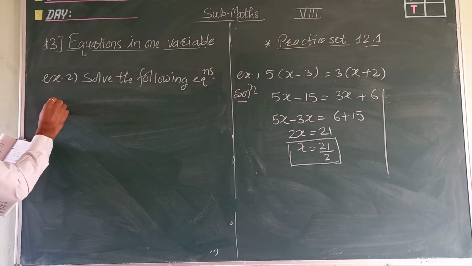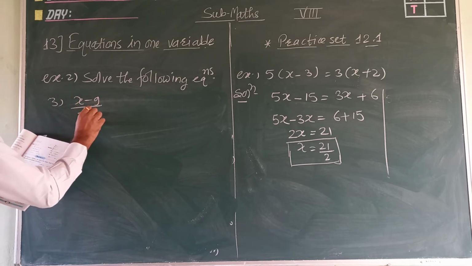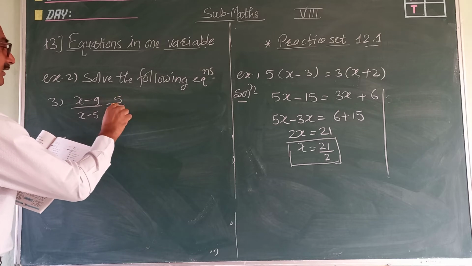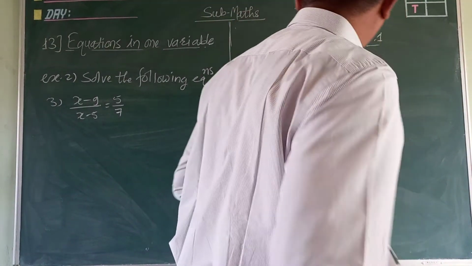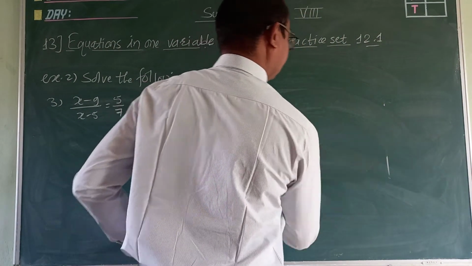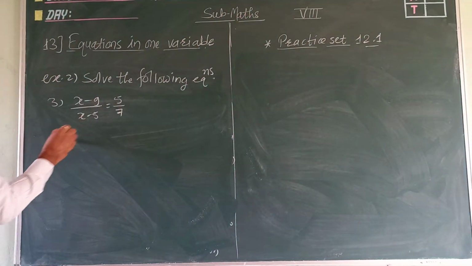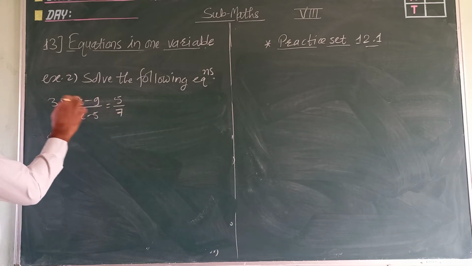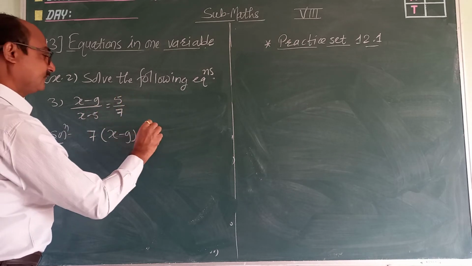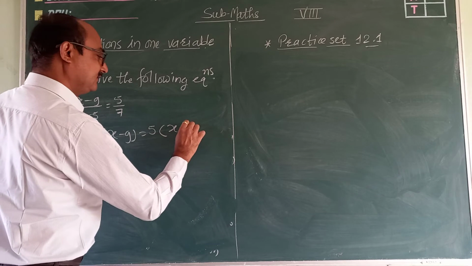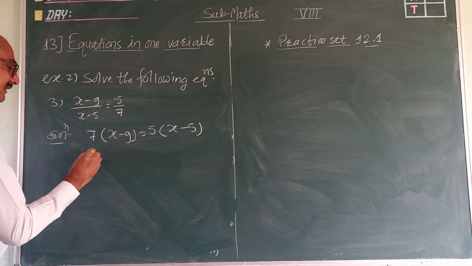The next one: x minus 9 upon x minus 5 is equal to 5 upon 7. So now we will see this example. It is a very simple example. If such a type of example comes, you have to take cross multiplication: 7 multiplied by this bracket equal to 5 multiplied by this bracket. The second one we will solve like the earlier example.